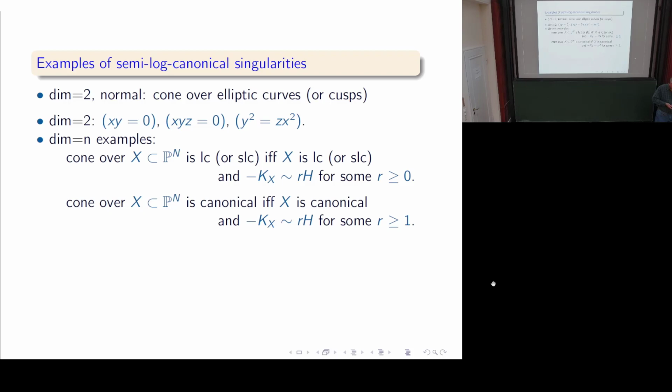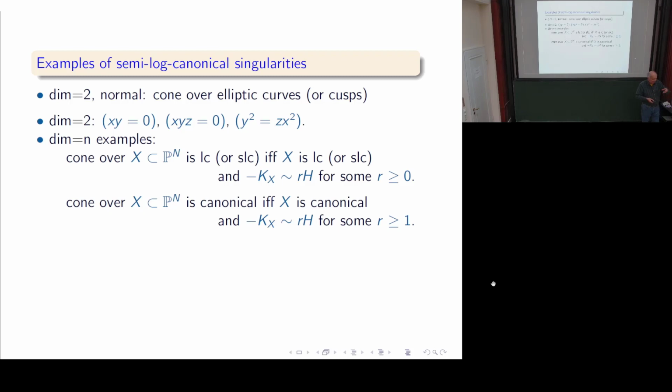Okay, now maybe I should give some examples of semi-log canonical singularities. For surfaces, normal cases, the main thing is cones over elliptic curves. And then there are the cusps, right? So basically, you take the cone over a cycle of rational curves. Now, of course, that's not normal, but if you smooth it just a little bit, then you get what's called the cusp singularities, where the exceptional set of the minimal resolution is the cycle of rational curves. And these are basically all the new ones that are not quotient. Then the standard non-normal examples are where two smooth surfaces meet, or where three smooth surfaces meet transversely, and also the Whitney umbrella, x squared equals y squared z.